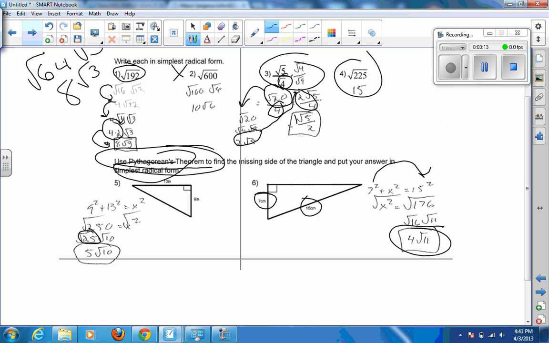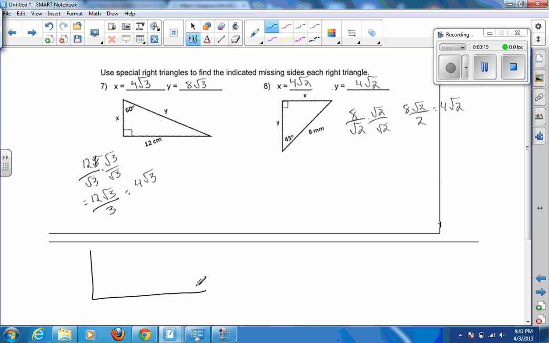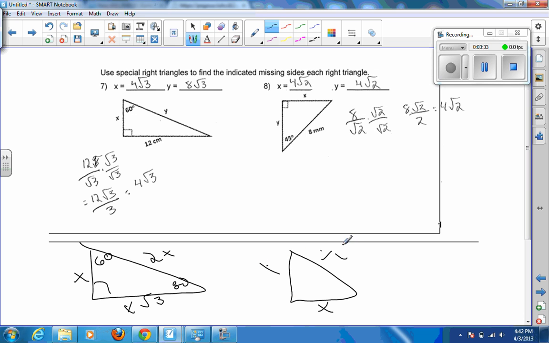All right, moving on to the next part. Special right triangles. Remember, the general form is, if this is a 30, 60, 90, we get 60 here, 30 here, and that's our 90-degree angle. Opposite of 30 is x. This is x square root of 3, and that's 2x. And a 45, 45, 90, x, x, x square root of 2.